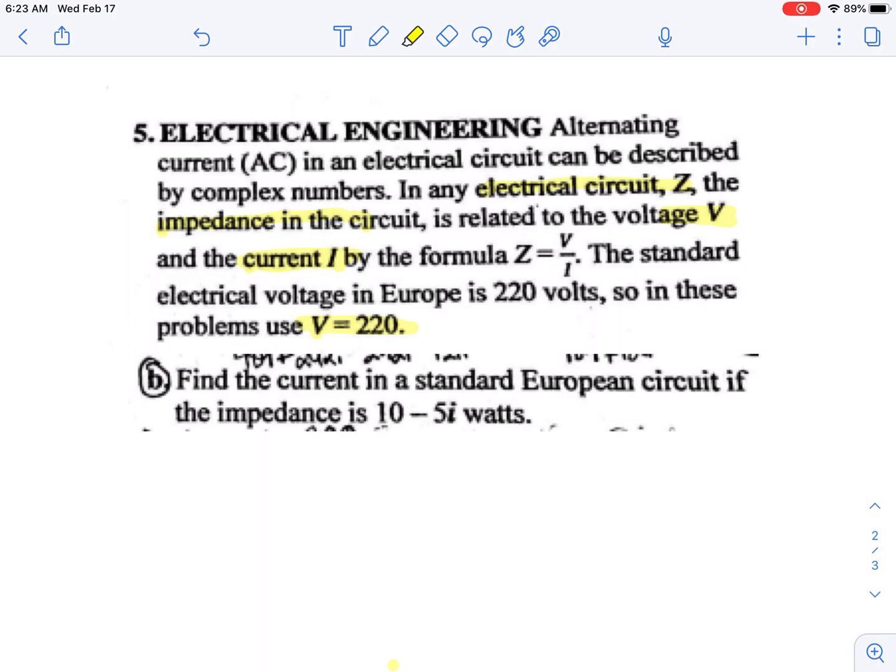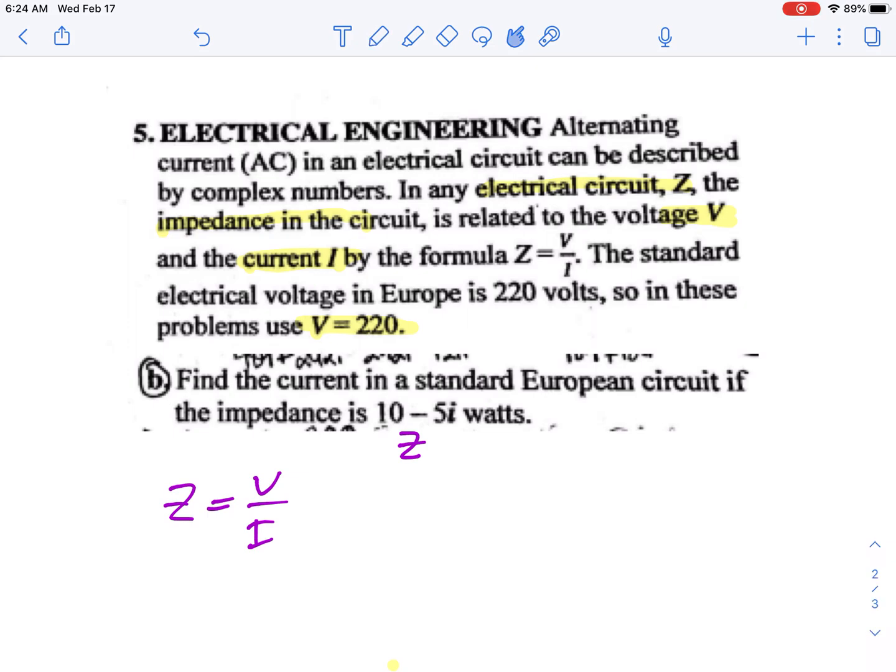I want to find the current if the impedance is 10 minus 5i. In other words, I want to find I if I know the impedance, which we're going to call Z, is 10 minus 5i. So now let's write that down. We know Z equals V over I.